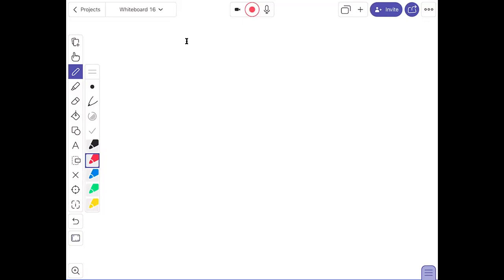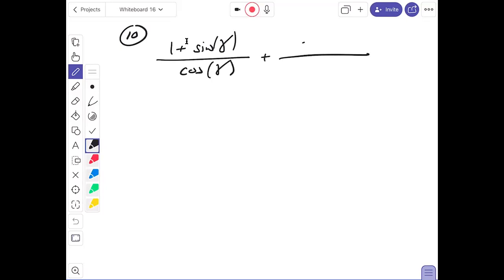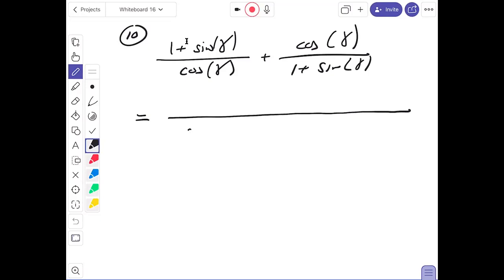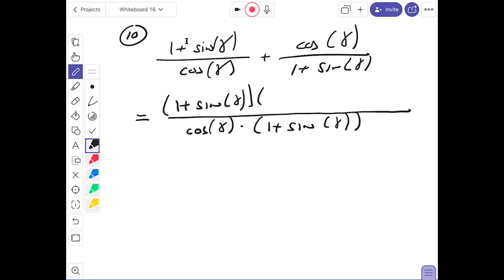So I'll put down number 10 for you. And that's going to be 1 plus the sine of gamma over cosine gamma, put these in parentheses for you, plus cosine gamma over 1 plus sine of gamma. Well, again, the letters might disturb you, but common denominator, what do you get? Cosine gamma times 1 plus sine of gamma. All right, let's write this down. 1 plus sine of gamma times 1 plus sine.